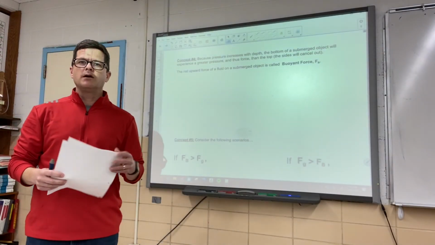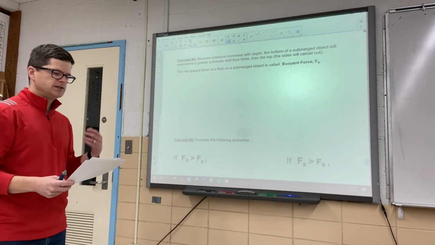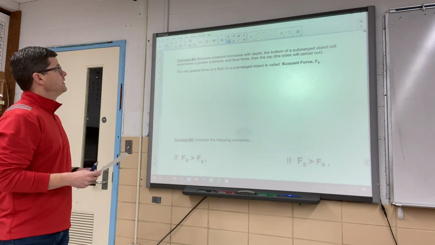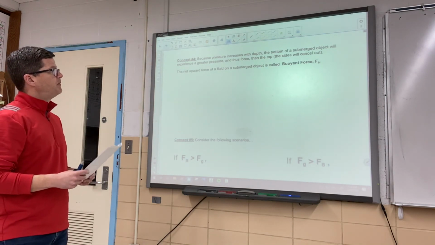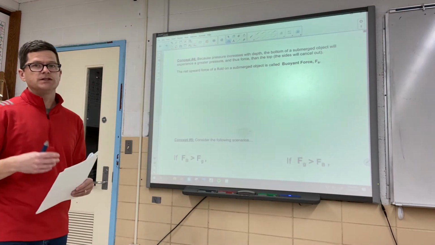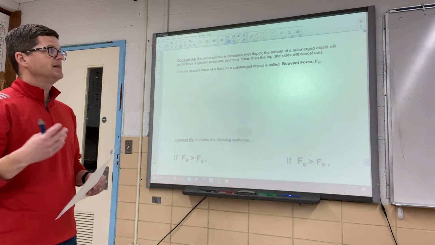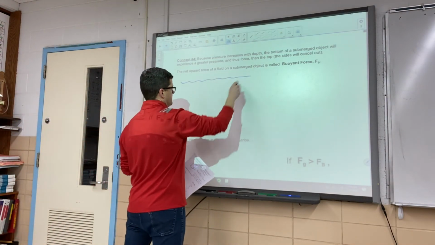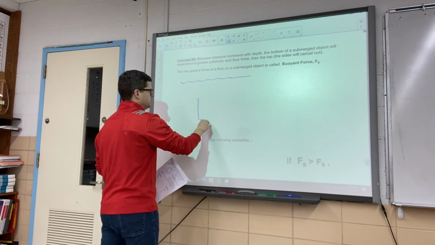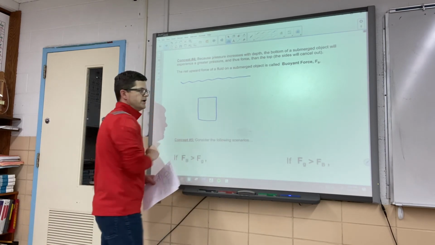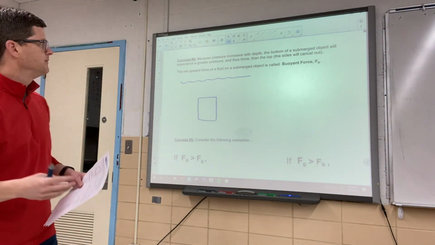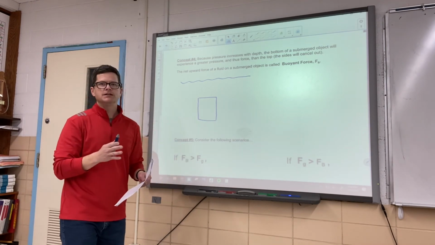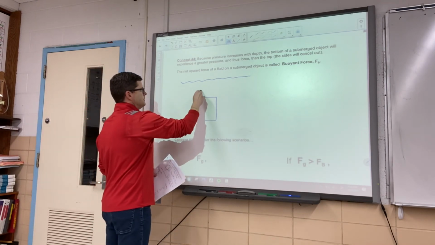So if we are convinced that pressure does increase with depth, this is where we can start to understand the concept of buoyancy, okay? Because pressure increases with depth, the bottom of a submerged object will experience a greater pressure and thus force than the top. The way that could be visualized, if you have some object, it's easiest to think of it in terms of a liquid, but there is a buoyant force with gases as well. It's just smaller.